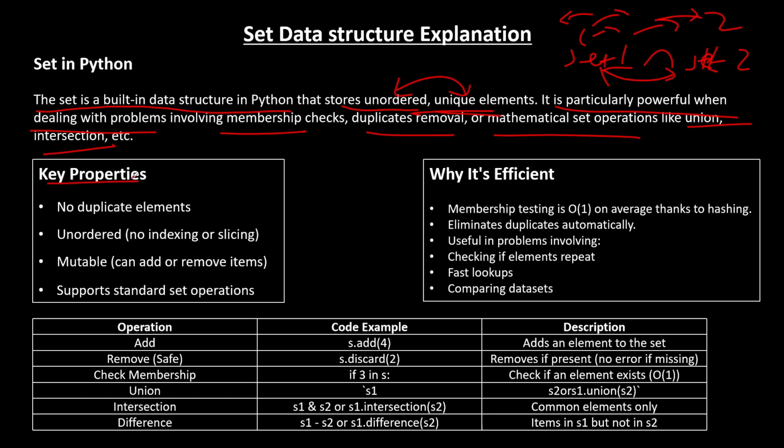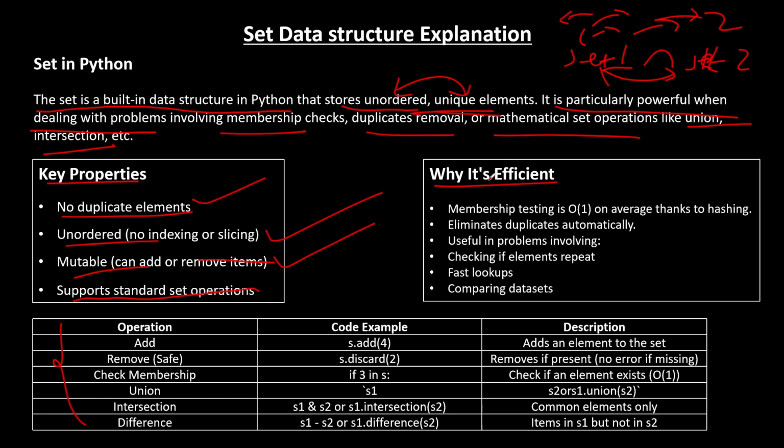Now, what are the key properties of sets? There are no duplicate elements. First thing, fine, checked. It is unordered, no indexing or slicing. Checked. It is mutable, can add or remove elements. Fine. It supports standard set operations, which I will discuss with you here. And why is it efficient? This is the important thing, right?